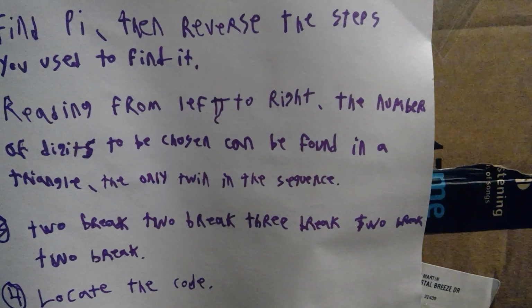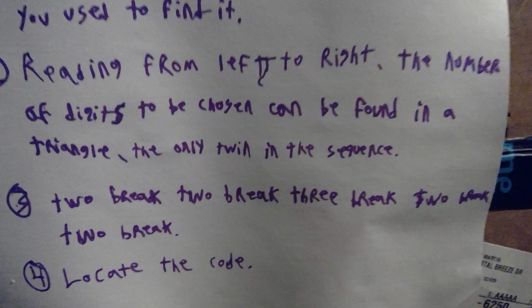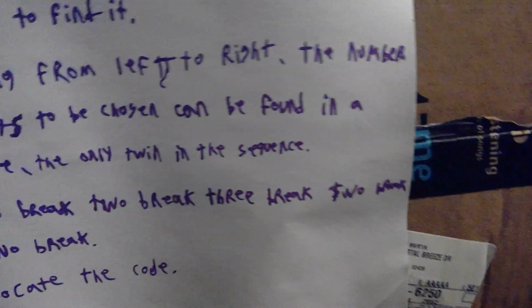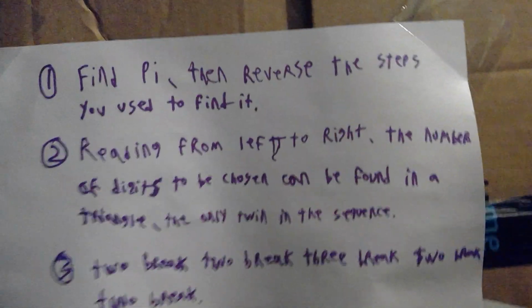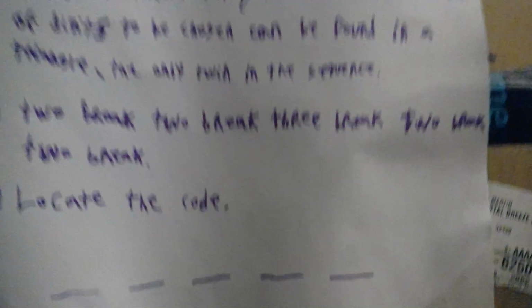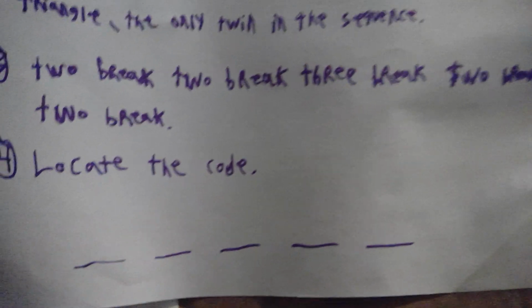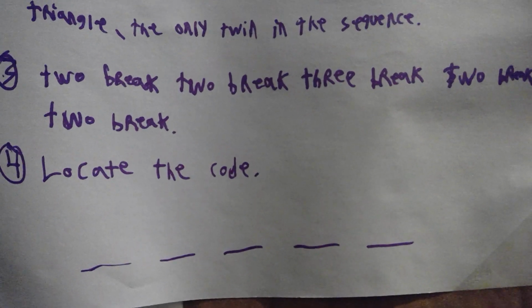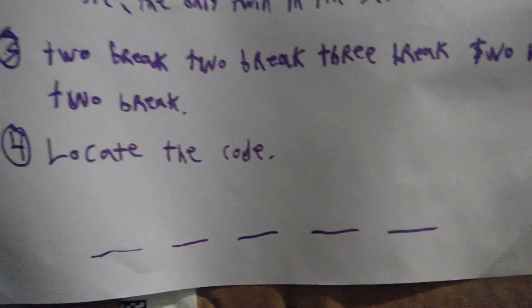And I wrote that the number of digits can be chosen to be found in triangle, the only twin in the sequence, so that's obviously 11, the prime number, and you just choose the first 11 digits. And also lazy, because it was already hard enough, so I felt like it was fine. I just wrote two break, three break, two break, two break, which turns the sequence of numbers into coordinates, and then locate the code.